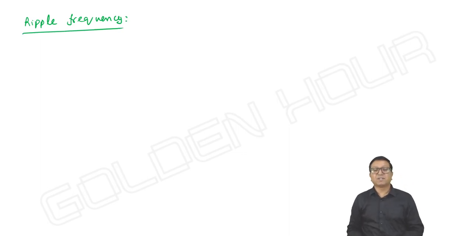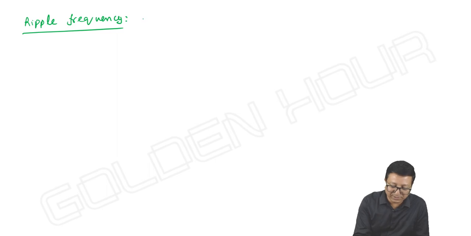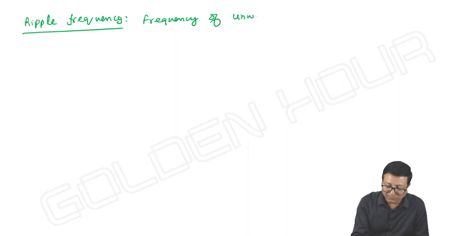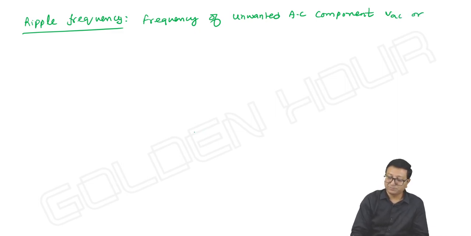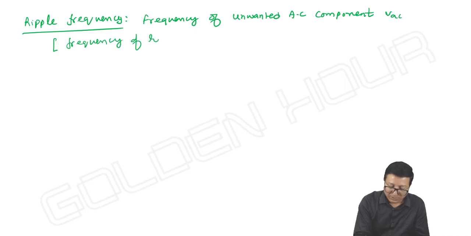It is the frequency of the unwanted AC component. It is nothing but the frequency of the unwanted AC component, VAC, or ripple component. It is the frequency of the ripple signal, we say. Another name for unwanted AC is ripple component.